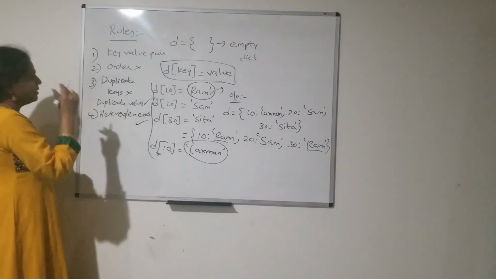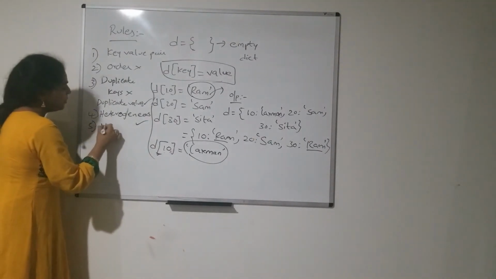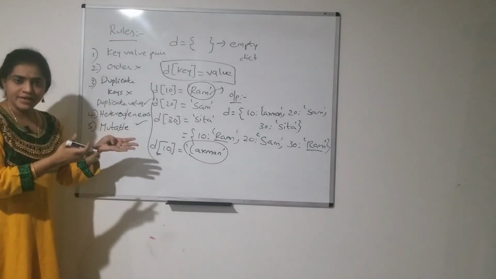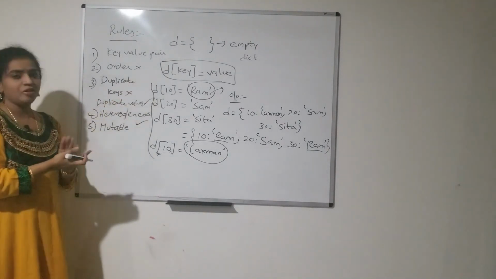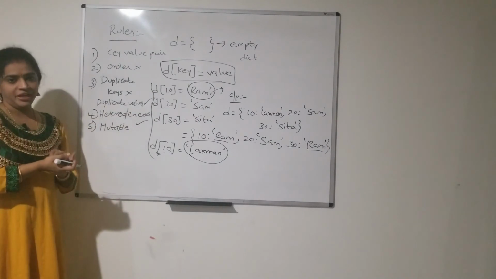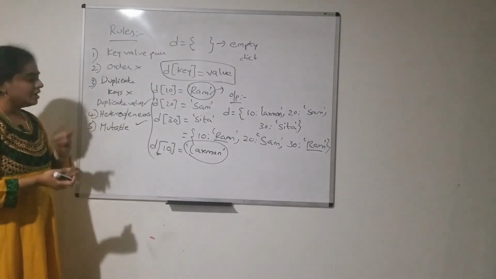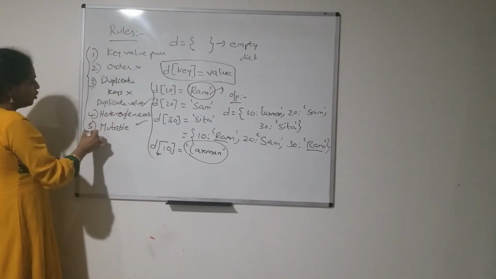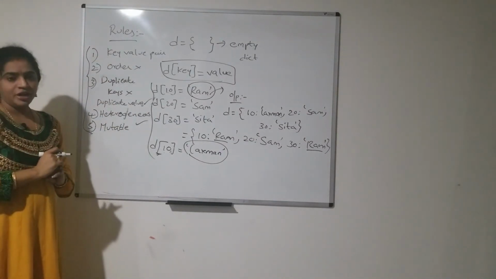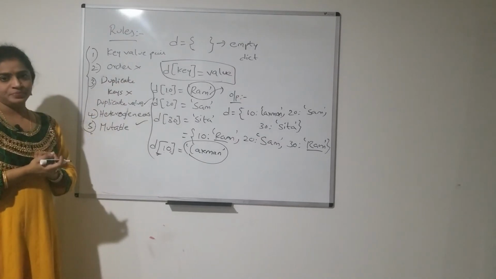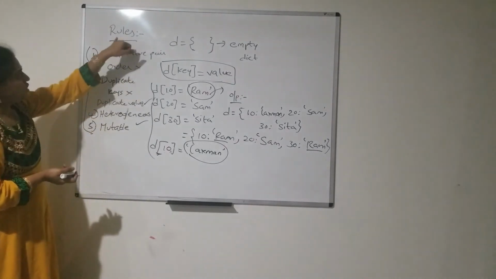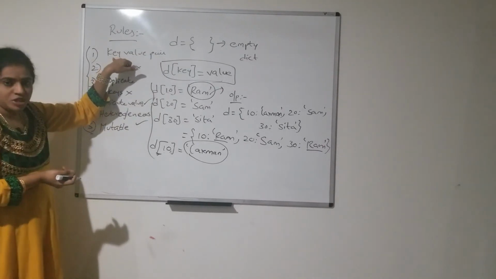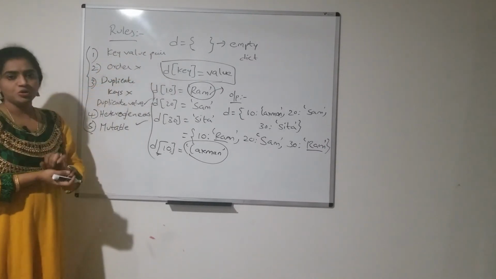Next, dictionaries are mutable data types. Mutable means changeable. We can perform changes in the dictionary. Okay. So dictionaries are mutable data types. So these are the main rules you have to follow by using dictionaries. So when do you go for a dictionary? If you want to represent an object as a key value pair, then you have to use dictionaries.